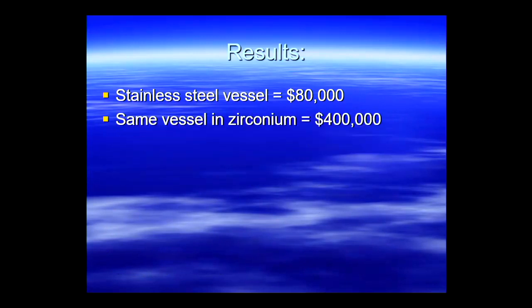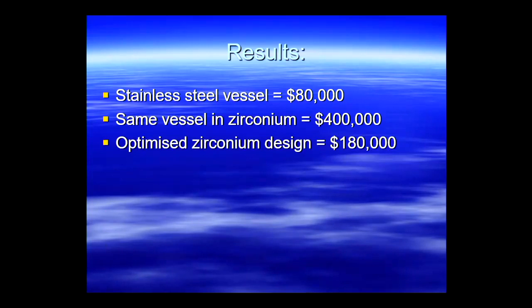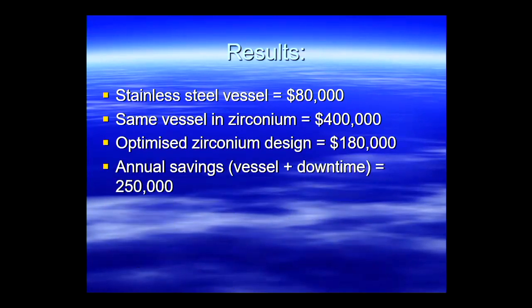All right, so what were the results? Stainless steel vessel was about $80,000 at the time. Same vessel in zirconium would have been $400,000. A lot of money. By my super-duper optimised design, it only cost $180,000. The annual savings, $250,000 just in downtime, which meant that it had a payback of less than 1 year.